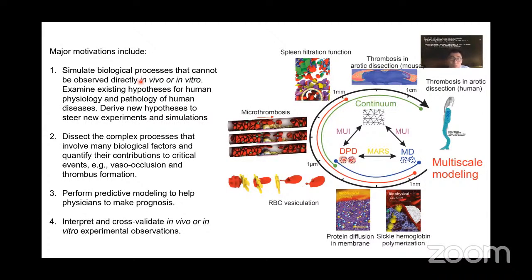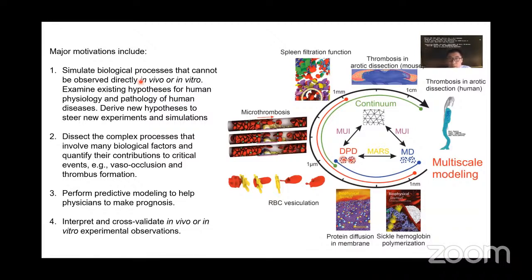Second, we can use computational modeling to dissect very complex biological process that always involve many factors. And using computational modeling, we can quantify the contribution of each factor. By doing that, we can identify the critical factor that determine or dictate the critical events, such as vessel occlusions and thrombosis. And also we can make some predictive modeling to help a physician to make a prognosis. And also we can use those computational models to cross-validate experimental findings, such as from the in vivo experiment or even in vitro experiment.